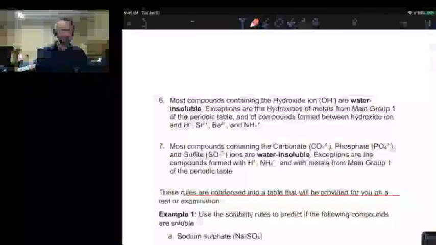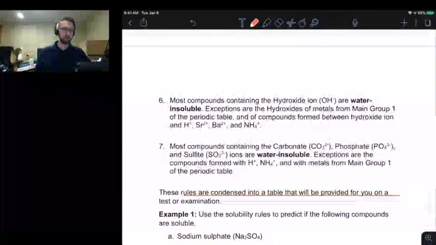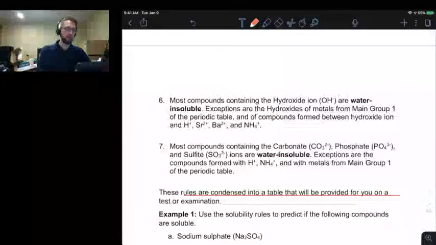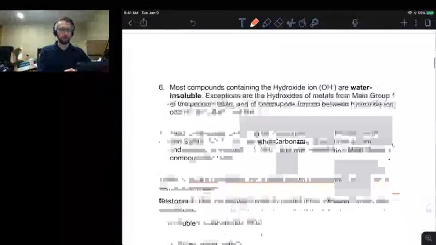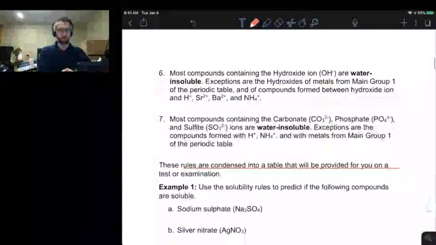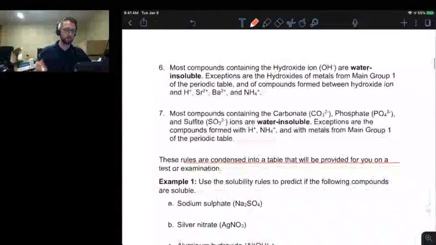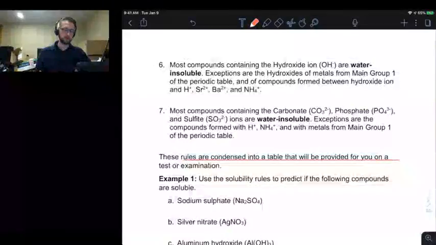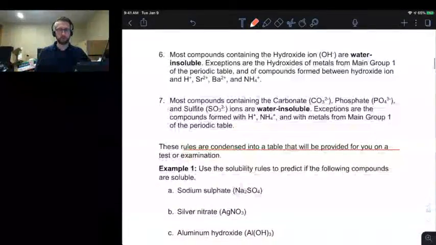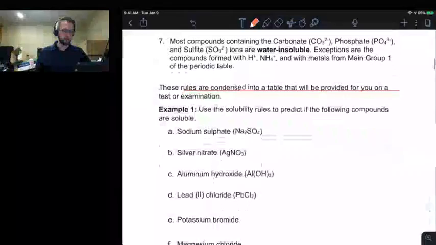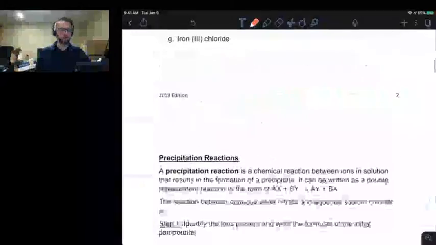Most of the compounds containing hydroxides are insoluble with the exception of main group, and of compounds with hydrogen, strontium, barium, ammonium. And then most compounds containing carbonates and phosphates and sulfite are water insoluble as well. So these are our two water insoluble ones. So we can use these rules, and I'll show you what we can do with them. And I believe that will be probably enough for today. So we'll stop around here.